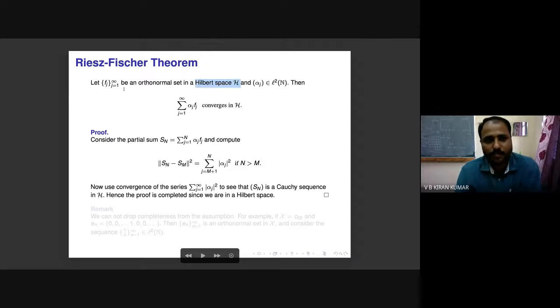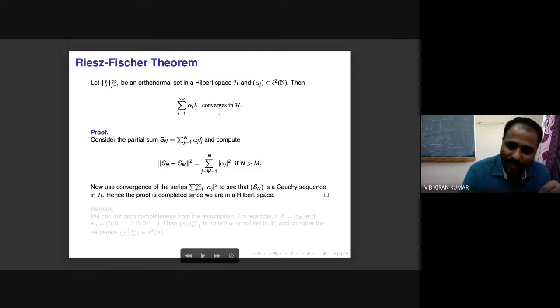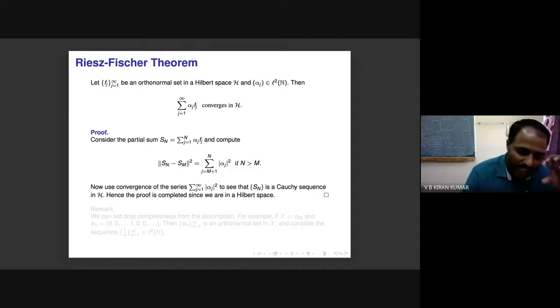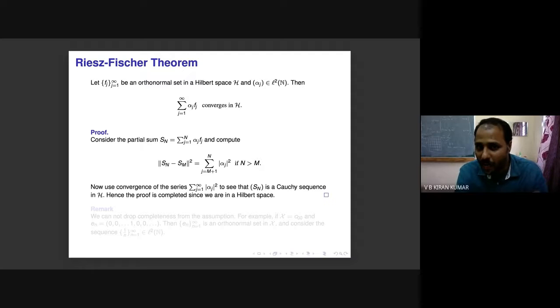That means a Hilbert space. So again, you fix an orthonormal set in a Hilbert space H, and you start from an alpha j in L2n. Then the summation alpha j fj converges in H, or in other words, this will give you an element in H. If you have completeness, I have the reverse process also. Any sequence in L2 will give you an element in the Hilbert space H, provided you fix an orthonormal set there. The fj is fixed. It's an orthonormal set, that's all.